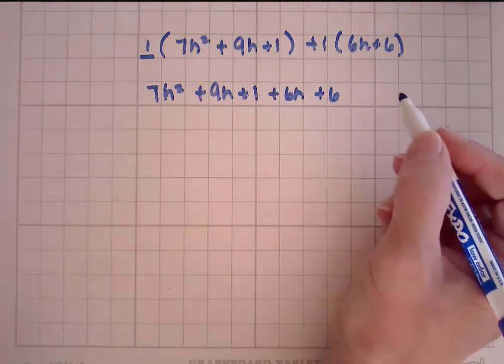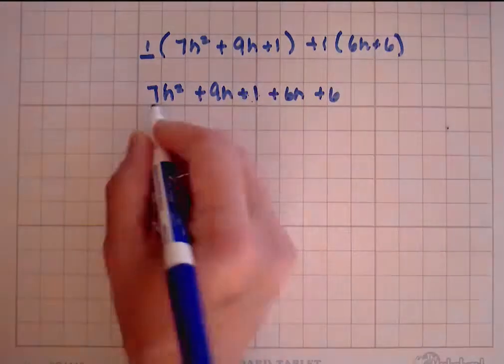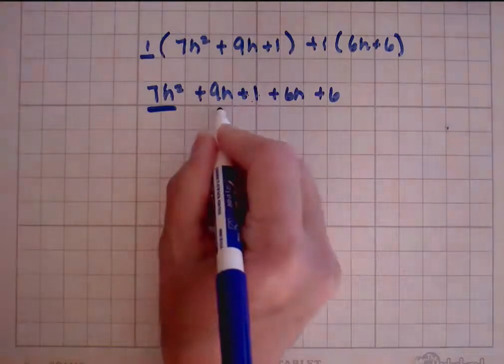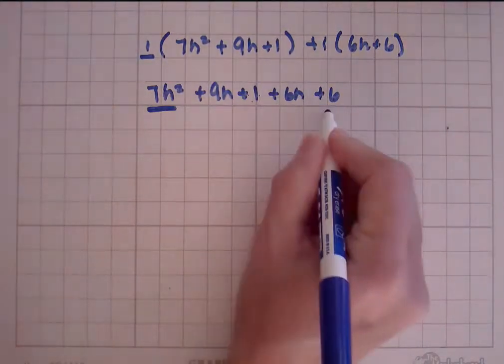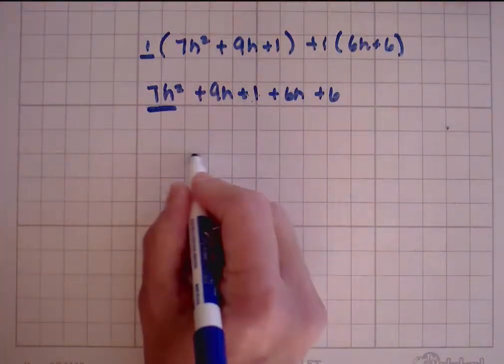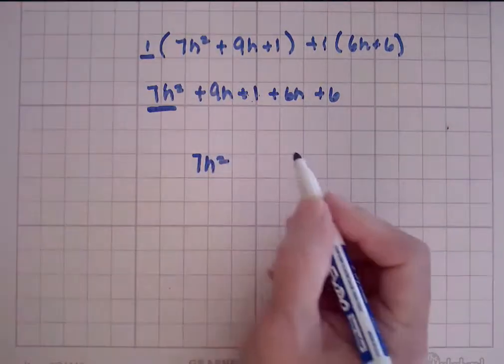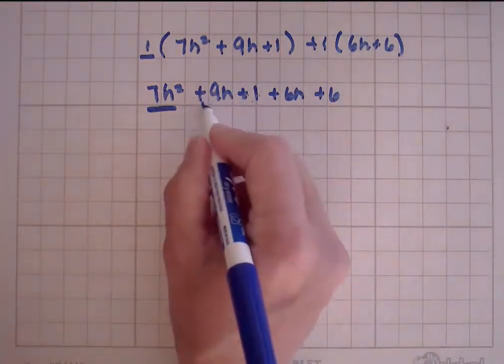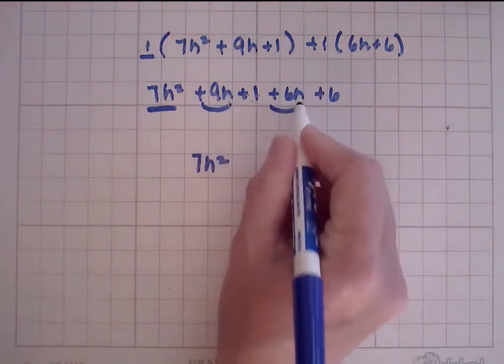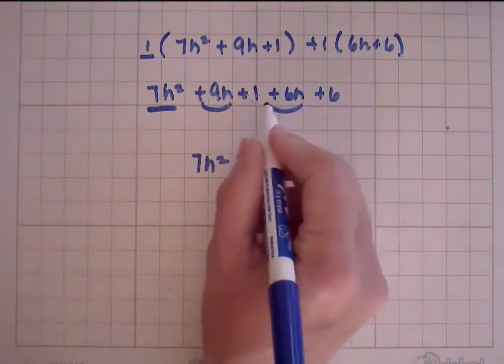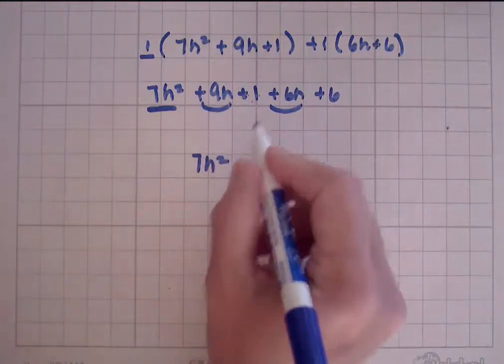And now I can start my scavenger hunt for like terms. I have a 7h squared, and I don't see any other h squared terms, so I'm just going to write 7h squared. Now here I have 9h and 6h. The sign stays with the number, so it's plus 9h plus 6h.